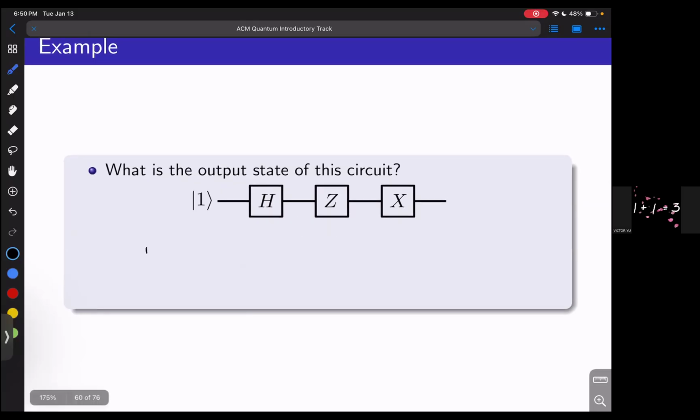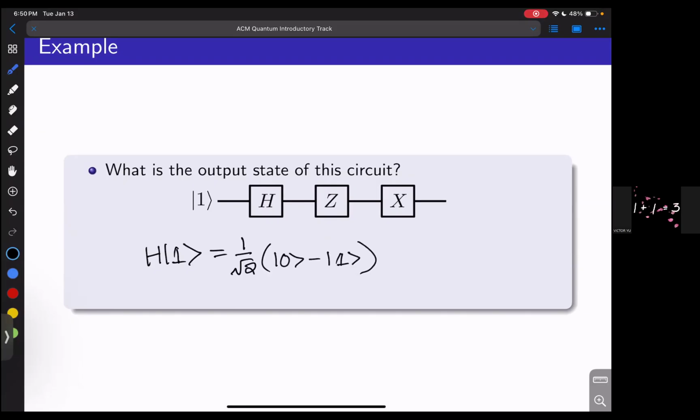So let's say you have a 1 state, and then you apply H. Does anyone remember what we get? The minus superposition state. Yeah, exactly. So it'll be 1 over root 2, and then 0 minus 1. Good. So this right here is the state at this point in time, right after the Hadamard gate. Now let's get the state at this point in time by applying Z on this state.